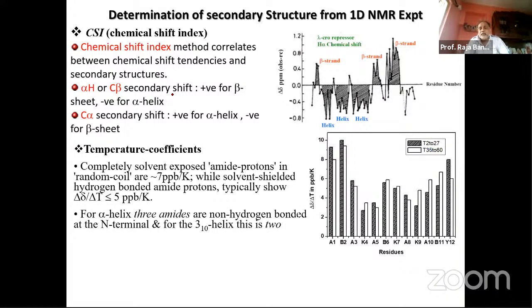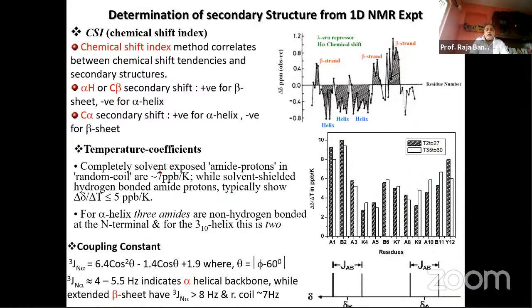The second one is the temperature coefficient. That will tell you how many protons are solvent exposed. This number of solvent exposed protons, in the case of alpha helix is 3, in the case of beta sheet it is 2, and in the case of random coil all are exposed. So the value is delta delta by delta T. If it is less than 5 ppb per K, you can consider it a helix, and more than 7 you will find that it is random coil.